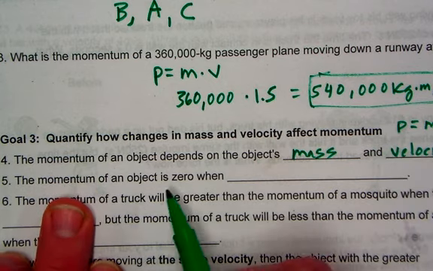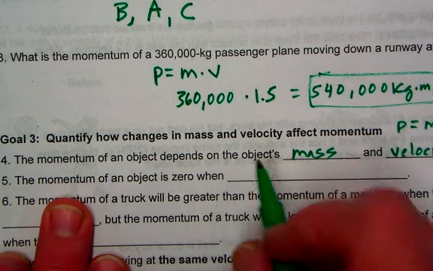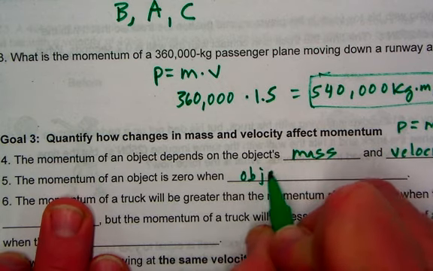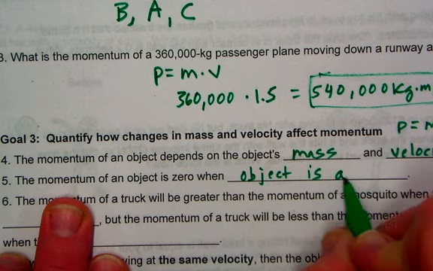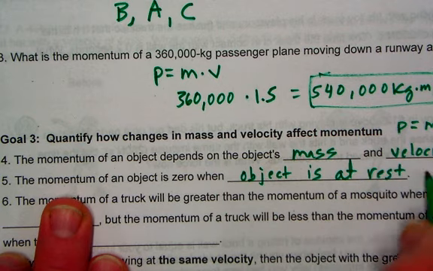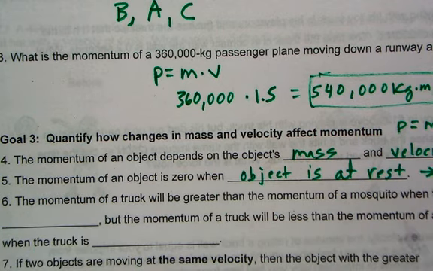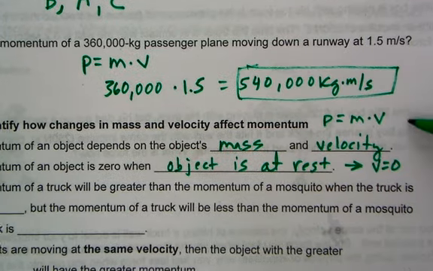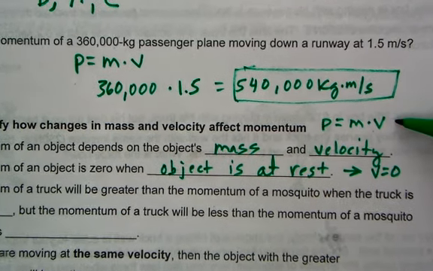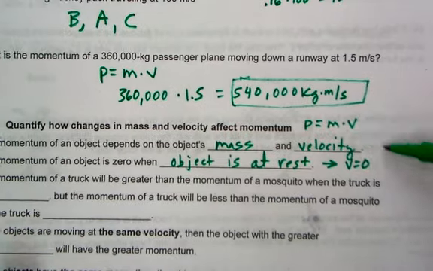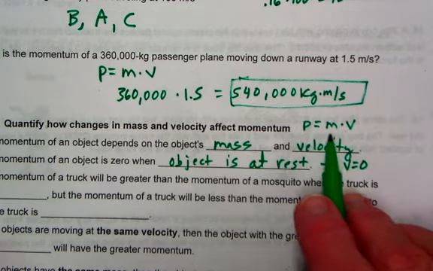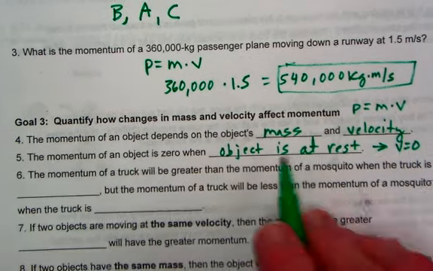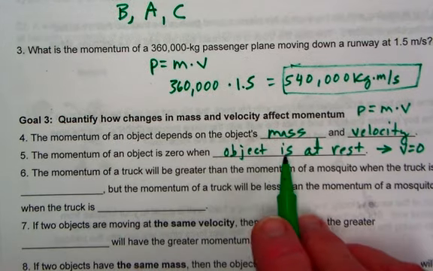The momentum of an object is 0 when the object is at rest. If you have an object at rest, what that means is the velocity is 0. So you're going to plug a 0 in here for the velocity, and you're going to end up with 0 momentum. You can't have 0 mass, because then you wouldn't have an object. So it's really, this one's dependent on the velocity.